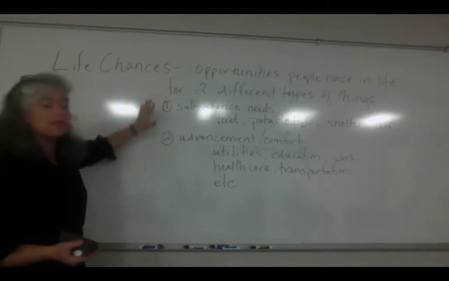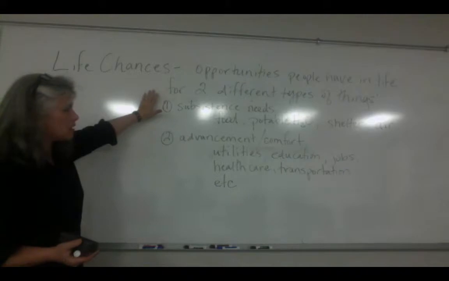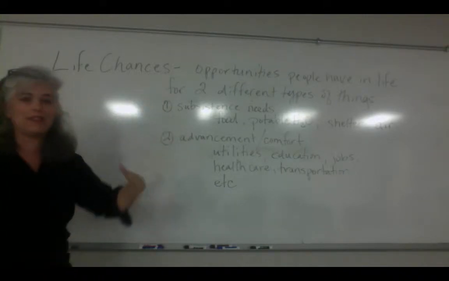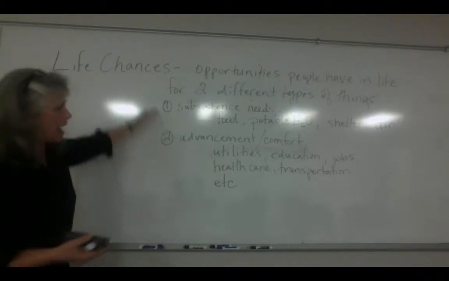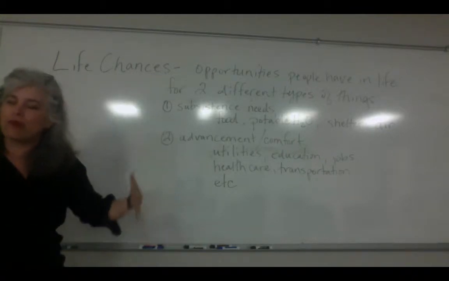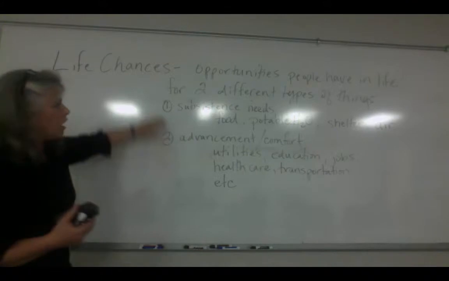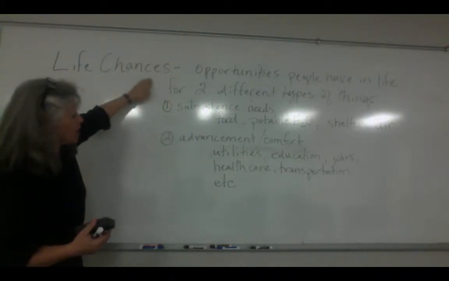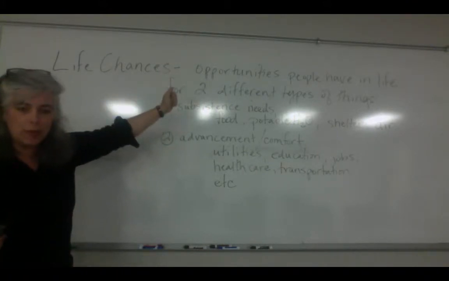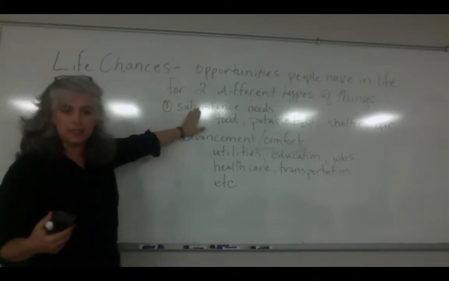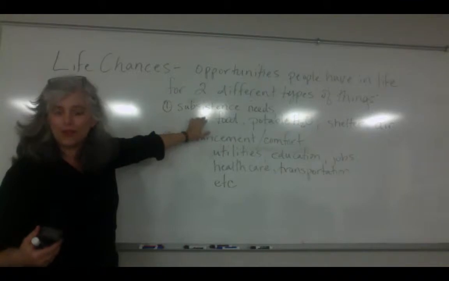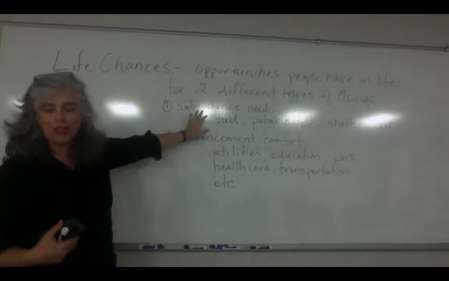You will notice differences between this definition and the one that's in Chapter 7 in your reading assignment. However, they should say the same thing. Ours is just a little bit more detailed. We've broken it down just a little bit more into two different types of things. Life chances are opportunities that people have in life for two different types of things. The first one is subsistence. You will remember we talked about this word the last time we saw each other.